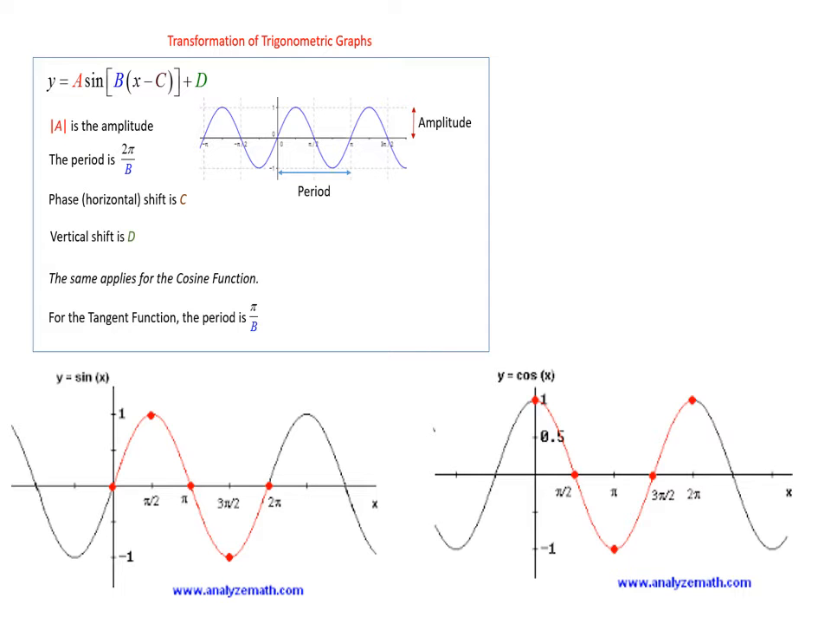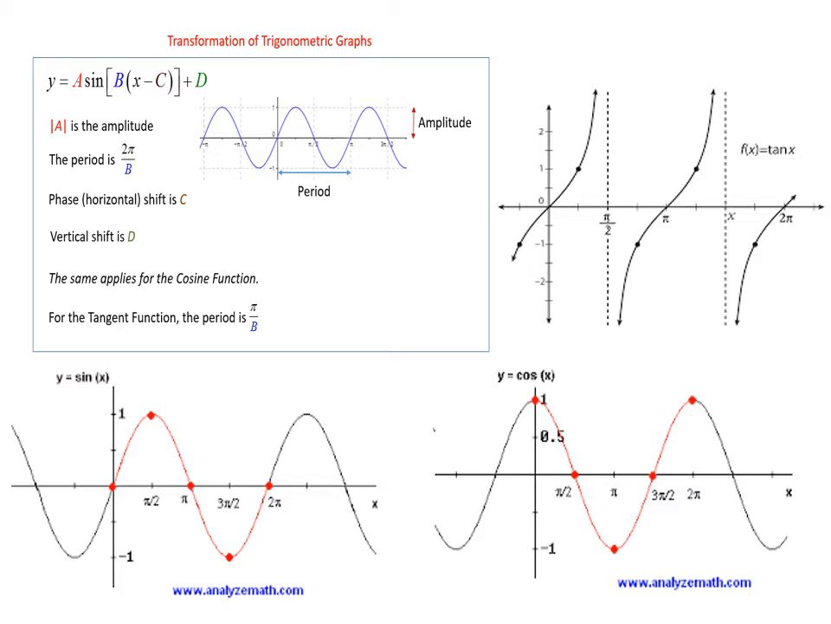Cosine starts at 1. So at 0, its y value is 1. At pi over 2, it's 0. At pi, it's negative 1. At 3 pi over 2, it's back to 0. And at 2 pi, it's back up at 1. Okay, so sine starts at its midline, cosine starts at its maximum. Okay, and tangent takes about half the width of sine or cosine. That's why its period is pi over b.